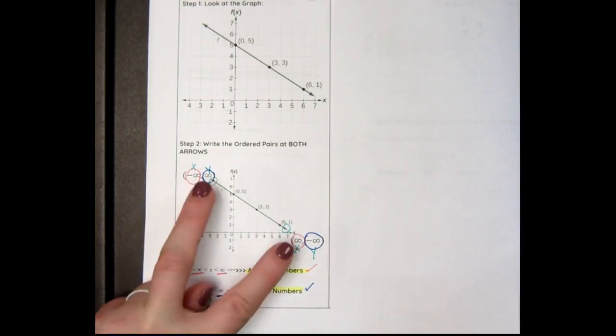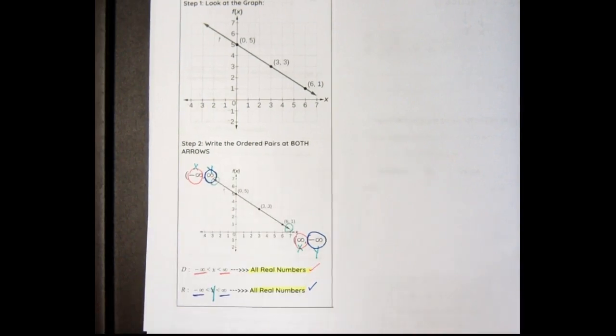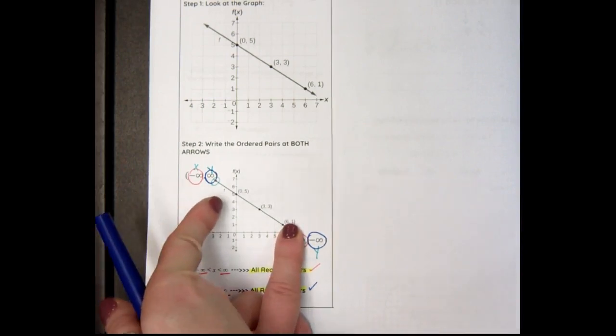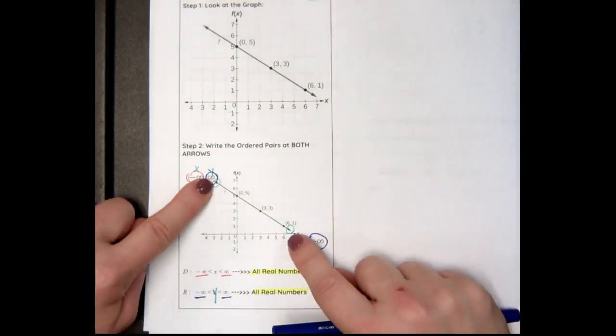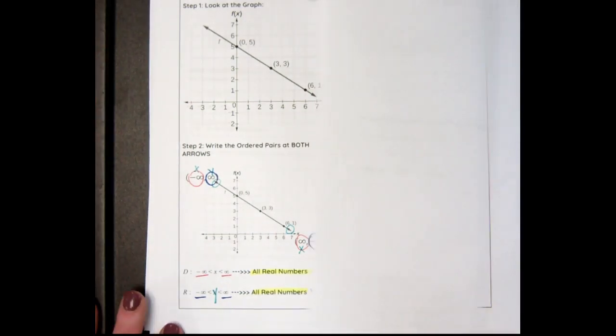So that is only going to happen if you have arrows on both sides, okay? You will not have an all real numbers if you have a dot on one and an arrow on the other, like we did in the other units, okay? So this only works if you have arrows on both sides. Got it? All right, we'll see if you really got it or not.